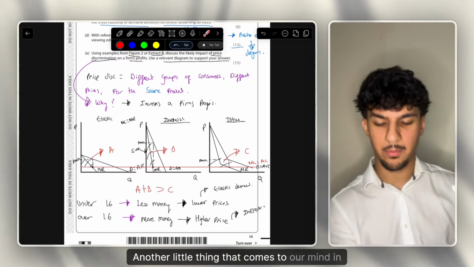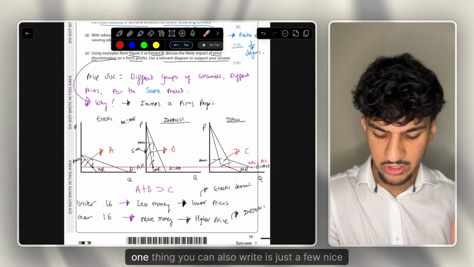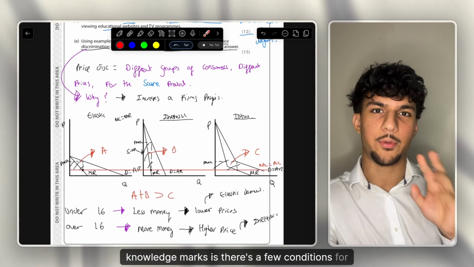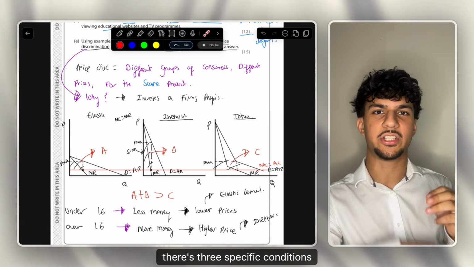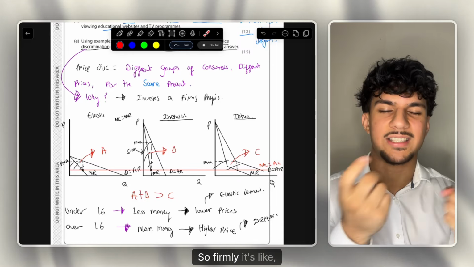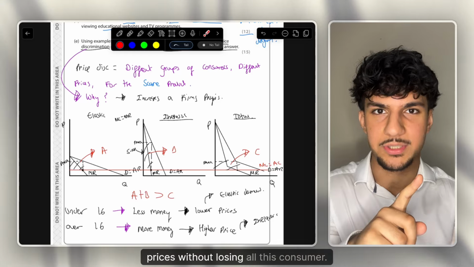Another little thing that comes to my mind in terms of KA marks, knowledge marks, is that there are a few conditions for price discrimination. There are 3 specific conditions. One of them, of course, is market power. It's like monopoly power basically. A firm needs to be able to change its prices without losing all its consumers.